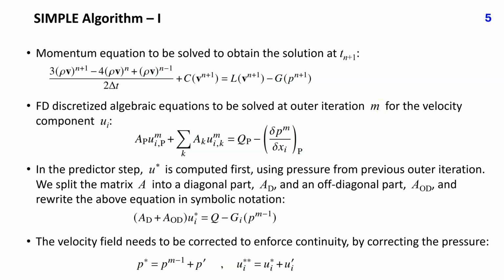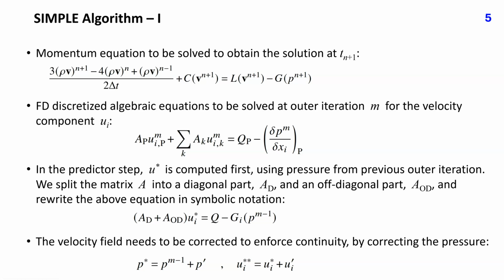When momentum equations are discretized using a finite difference method, the algebraic equations to be solved at outer iteration m for the velocity component u_i look like this. Q_P contains all explicitly treated terms except for the pressure gradient, which is shown here separately. In the predictor step, u* is computed first using pressure from previous outer iteration. We split the matrix A into a diagonal part, A_D, and an off-diagonal part, A_OD, and rewrite the above equation in symbolic notation as shown here.